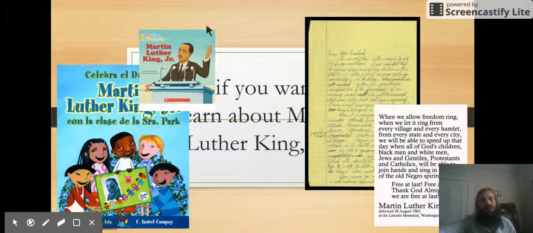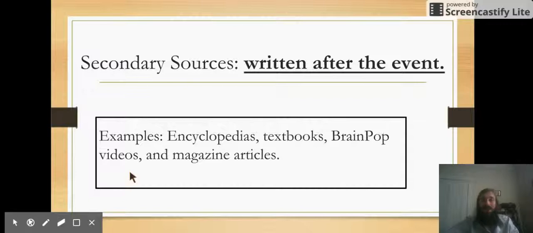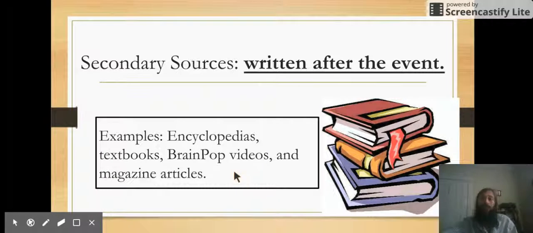But what about these sources over here, these books that we get at the library? These are also very important sources of information. These are secondary sources of information. These are written after the event. This is going to be encyclopedias like Wikipedia, textbooks, Brain Pop videos, and magazine articles. And me, I'm a secondary source. Most of the books written about Martin Luther King Jr. were written by people who didn't actually meet him. They're written after the event.